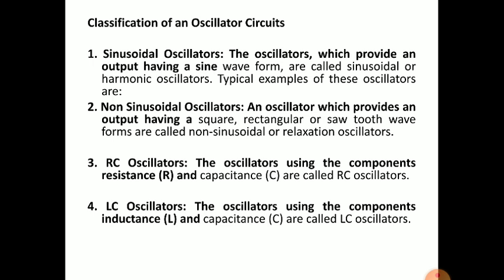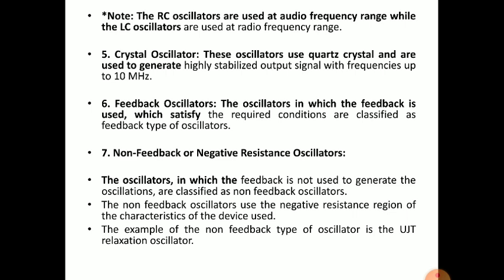And third, RC oscillator. The oscillators using the components resistors and capacitors are called RC oscillators. The LC oscillators, using the components inductance and capacitance, are called LC oscillators. Note, the RC oscillators are used at audio frequency range while the LC oscillators are used at radio frequency range.